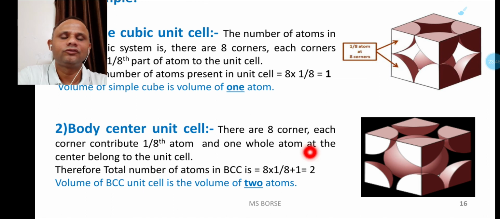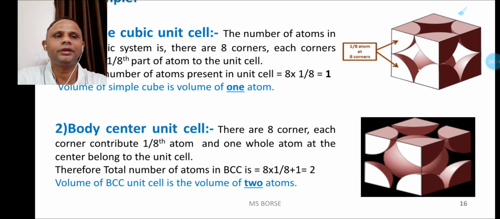So the total number of atoms in BCC, that is the body centered unit cell, will be 8 corners into 1 by 8, which is equal to 1, plus one complete atom present at the center of the unit cell. So 1 plus 1 is equal to 2, that means the total number of atoms present in the BCC unit cell will be 2, right? So according to the statement, the volume of the BCC unit cell will be the volume of 2 atoms.